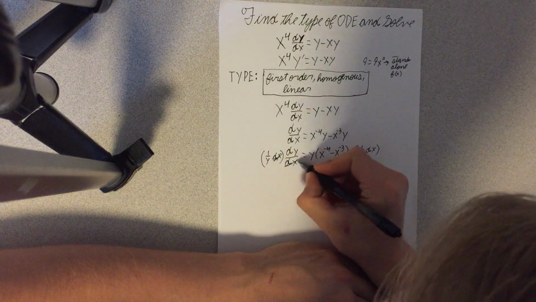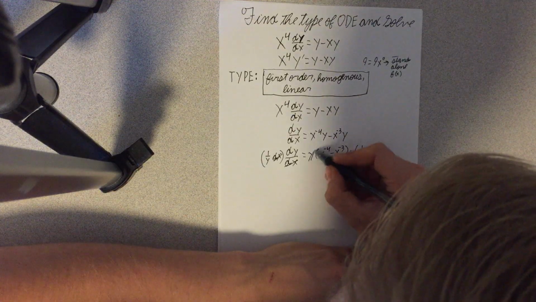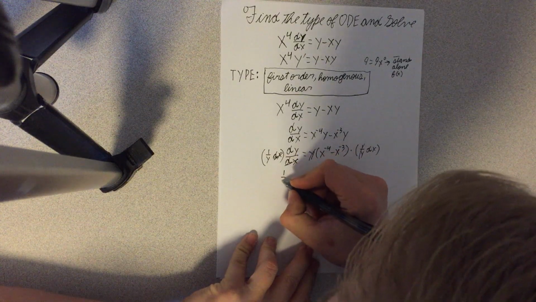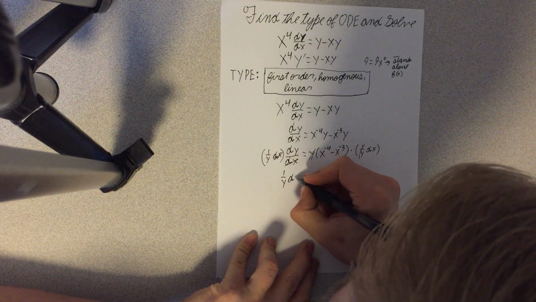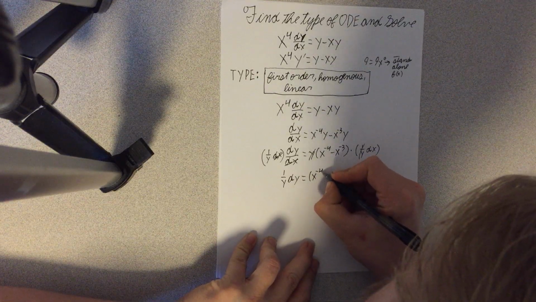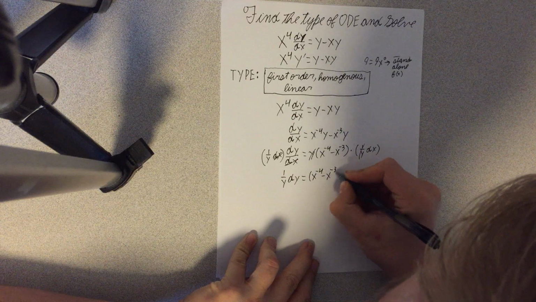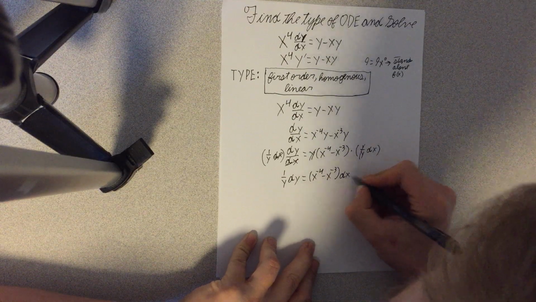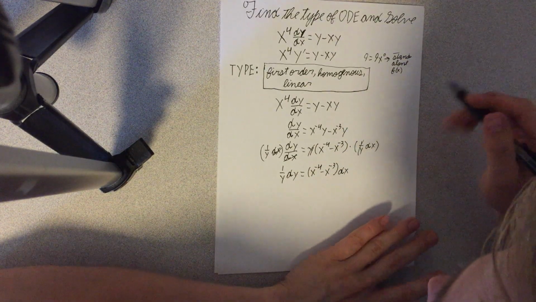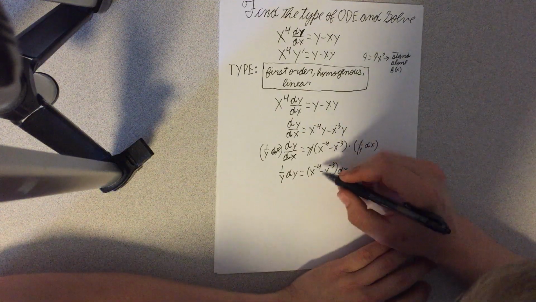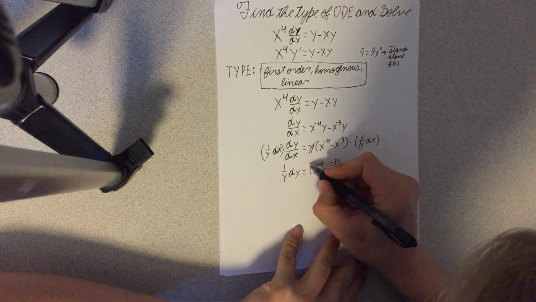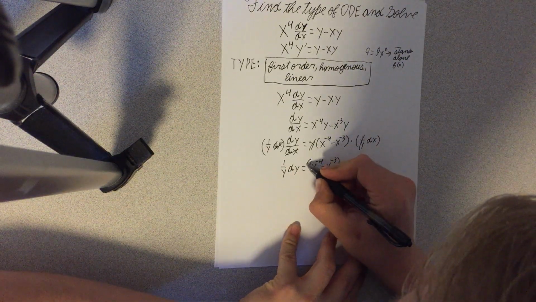So from there everything should cancel out nicely, which it is, and this just leaves us with 1 over y dy equals x to the negative 4th minus x to the negative 3 dx. From here we've got everything separated, that part's done. Now all we need to do is integrate, which we can because we have all x's in dx, all y's in dy. So just throw an integral symbol in there.